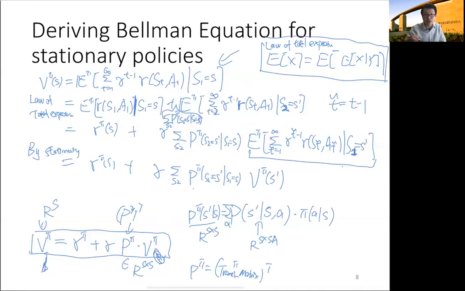There's a homework question related to this in homework 0. So we're going to be using the law of total expectation and the law of total variance a lot in this course. Okay, so any questions regarding this proof? Good.